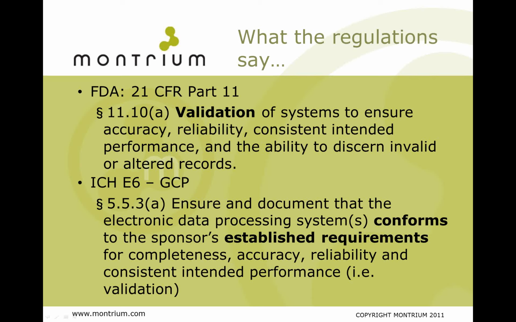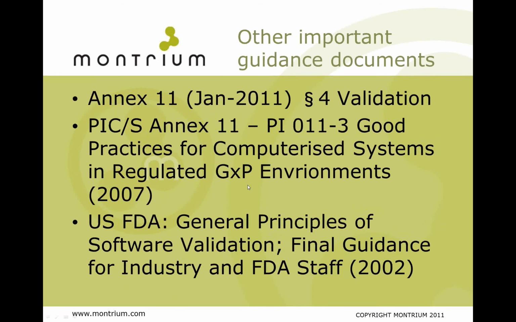Another piece of regulation which describes validation is ICH E6, or Good Clinical Practice, Section 5.5.3(a), which requires that we ensure and document that the electronic data processing systems conform to the sponsor's established requirements for completeness, accuracy, reliability, and consistent intended performance. So we're always seeing the same kinds of requirements from these different regulations.